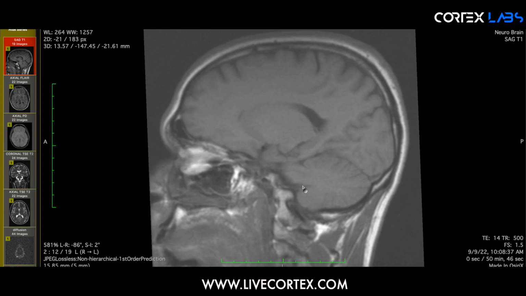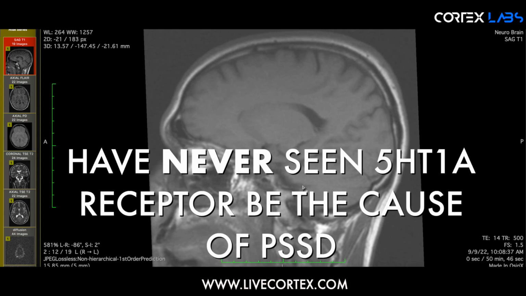Another point I'll quickly say before we get into this MRI is I have yet to see, in 4 years of working with clients with PSSD, that the 5-HT1A receptor is the root cause of their PSSD. I have yet to see that to be true. From my perspective, that theory is incorrect.